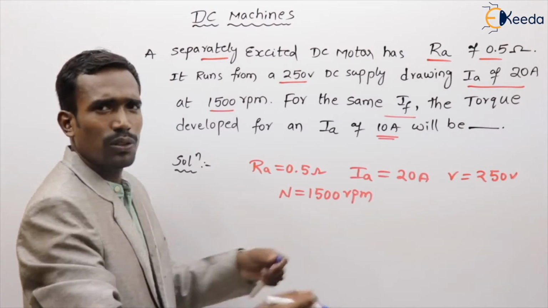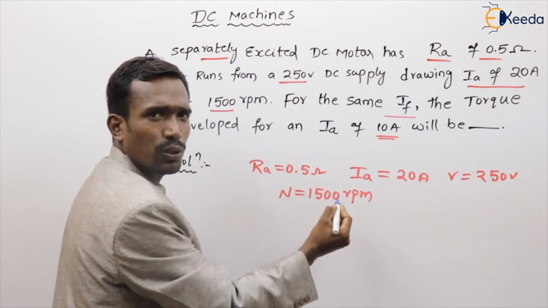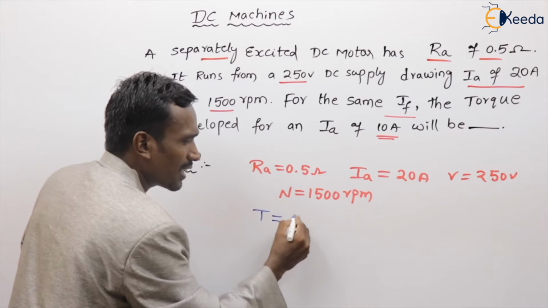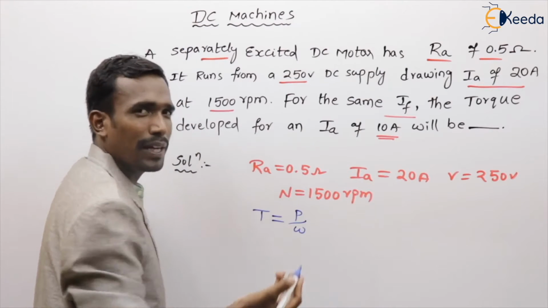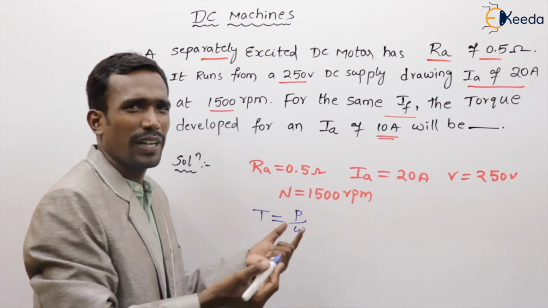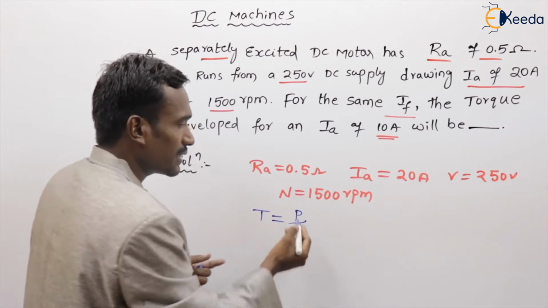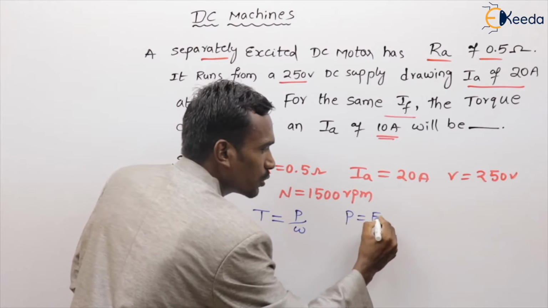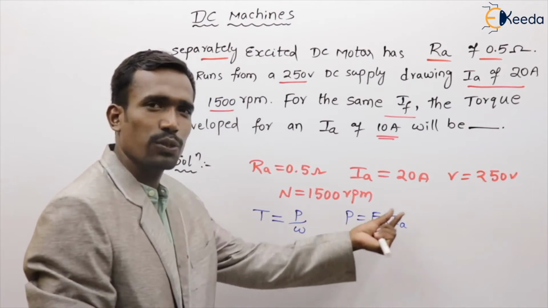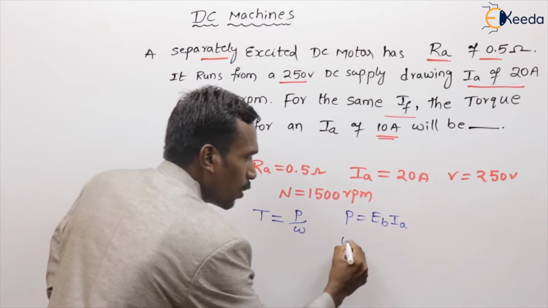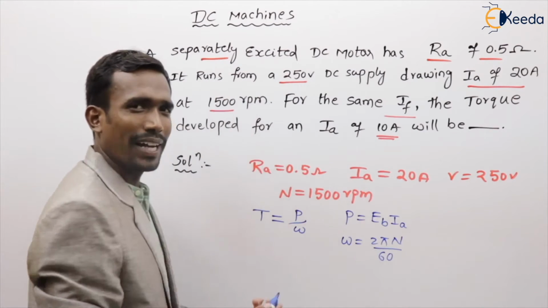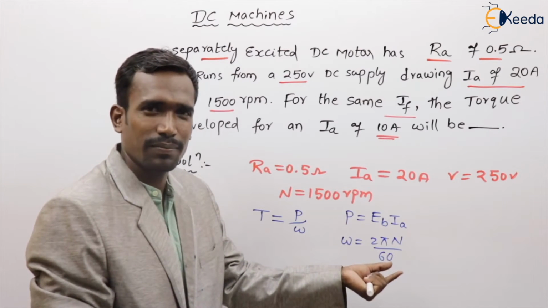First we have to know the formula for torque. What is the torque formula? It's a general formula: torque T is equal to P by omega. But in our DC machine, P is equal to back EMF into armature current, and generally omega is equal to 2 pi N by 60.